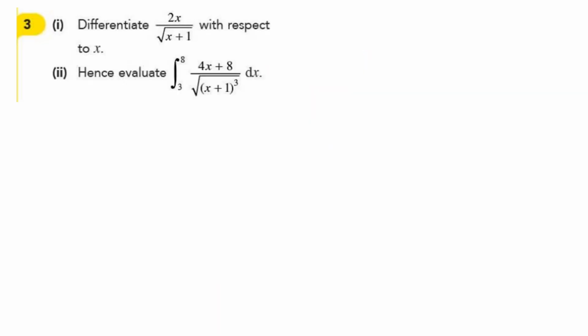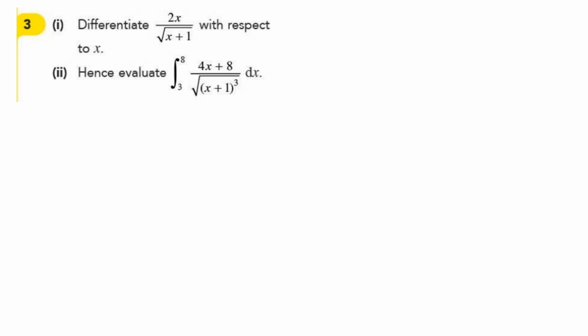Right, let's do question 3. Question 3 is nothing new. We have done this sort of question when we were managing indefinite integrals. Right, so for part I, we're supposed to differentiate using the quotient rule, and then subsequently make use of whatever answer I have for part I to find the value of the integral for the second part.